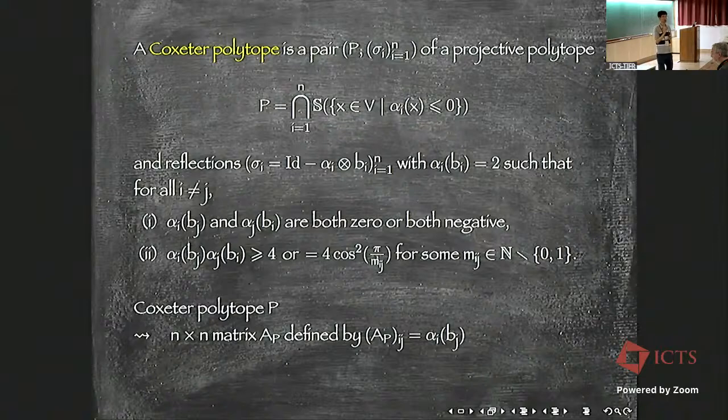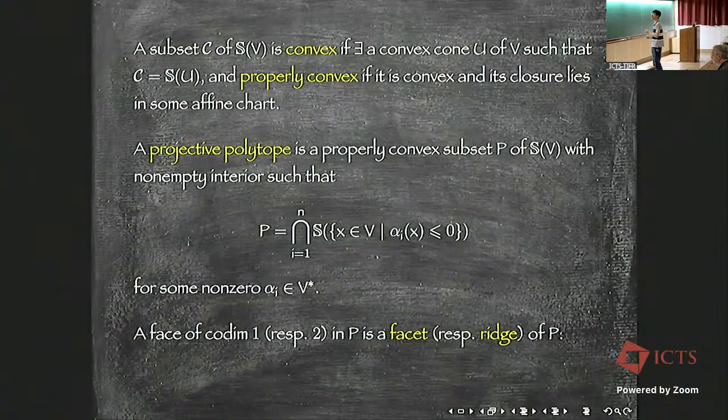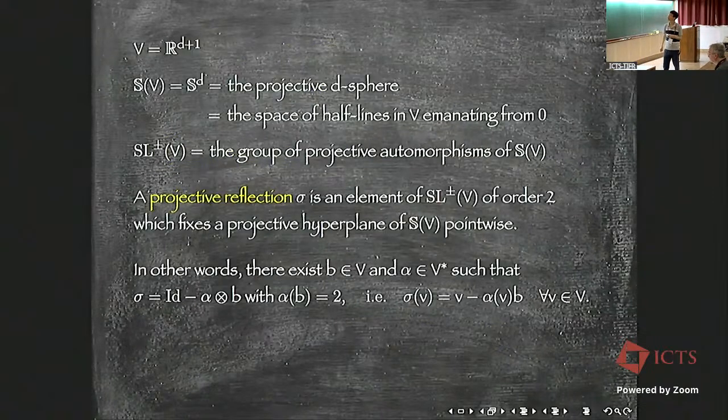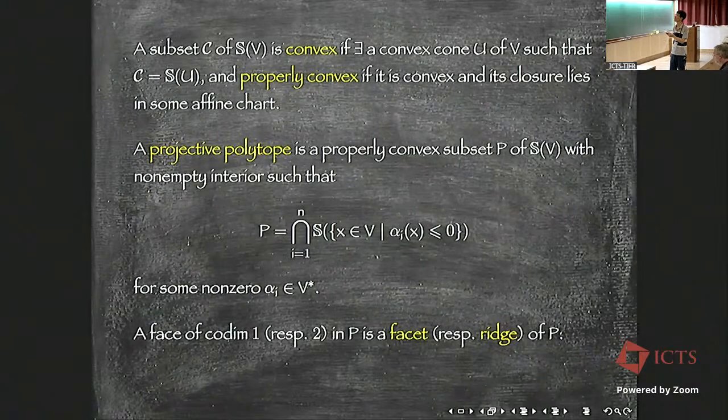So for example, when D equals 2, if you consider the triangles, then here N is 3. Yeah, I mean here, polytope, that's right. So this is an intersection of half spaces, N half spaces.